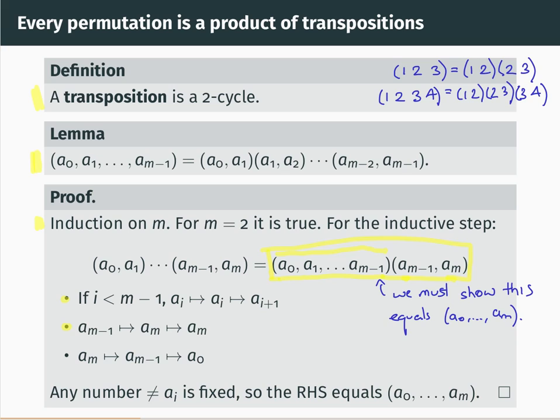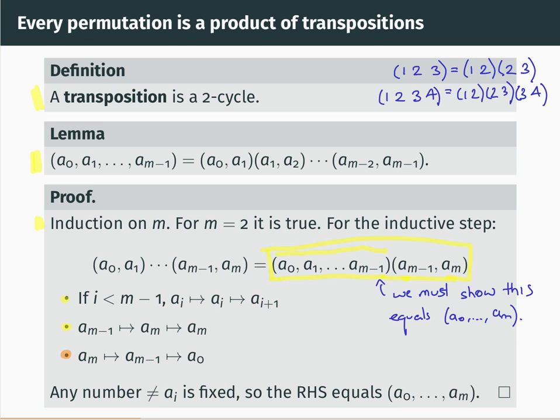Finally, let's look at what happens to a_m. The 2 cycle sends a_m to a_{m-1}, and then the m cycle sends a_{m-1} back to a0. We now know what our composition in the box does to any a_i, and let's think about what it does to a number which is not equal to an a_i. Well, both of those cycles only move the a_i's and they send everything which is not an a_i to itself. So any number which is not an a_i is sent to itself by this composition.